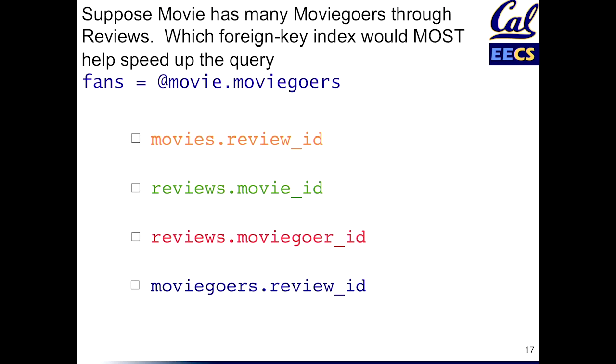So here's a question about indices with that in mind. Suppose we have that relationship of movie has many moviegoers through reviews, which we've seen before. Which foreign key index would most help in speeding up this query, where given a movie, I want to now dereference all the moviegoers who have ever reviewed it? I'll give you a minute to think about this, because you need to think about how the join is going to work and which foreign keys participate in the association.